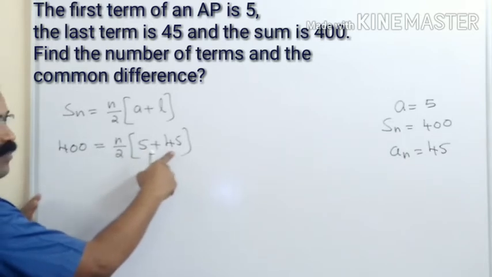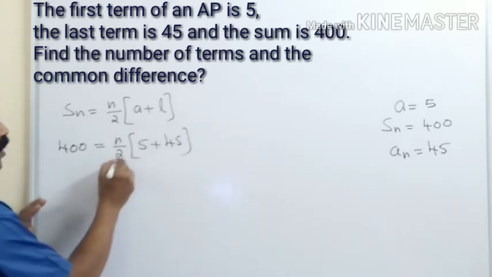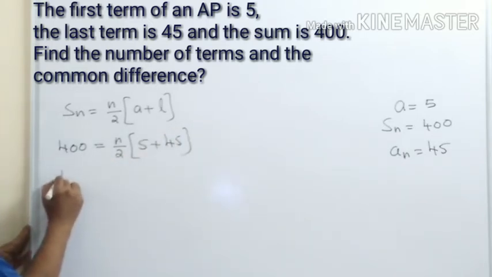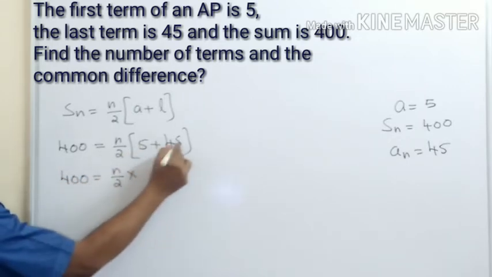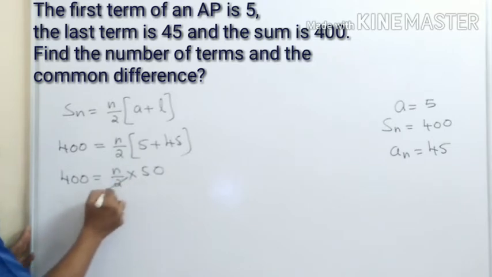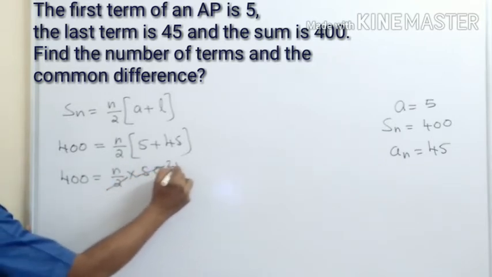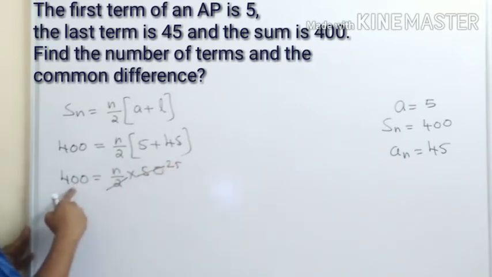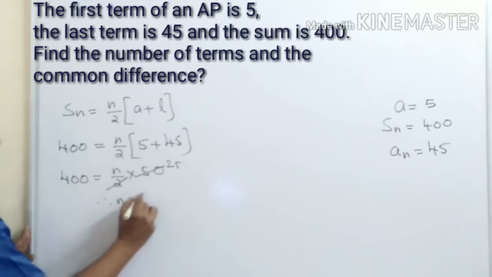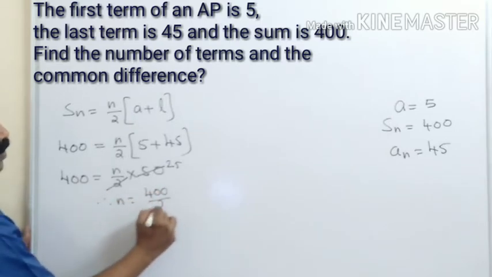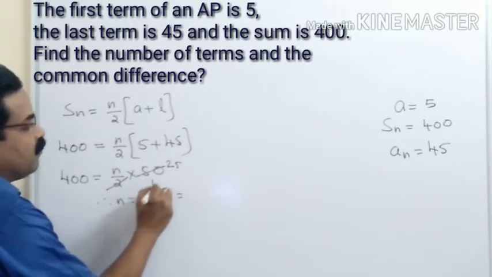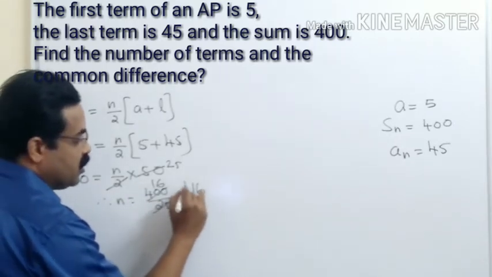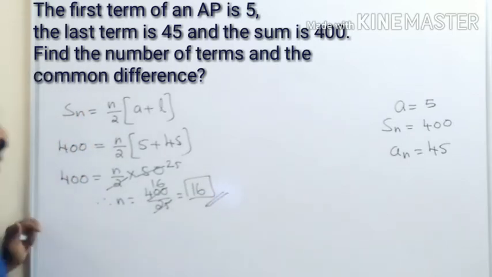So using that formula, Sn is given to you 400. 400 is equal to n by 2 into a, which is 5, plus the last term, which is 45. So what is 5 plus 45? 5 plus 45 will be 50. So that 50 you can cut with the 2, 25 times. So this will become 400 is equal to n by 2 into 50. You can cut 50 and 2, 25 times. 25n is equal to 400. Therefore n is equal to 400 by 25. You can cut it, 16 times. So n is equal to 16. We got the value of n.